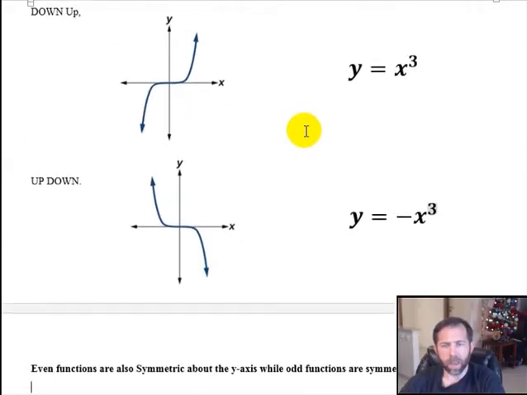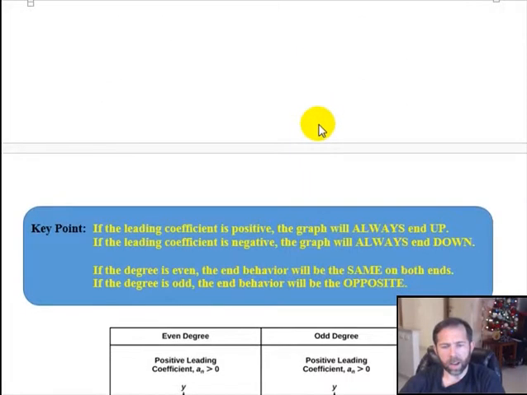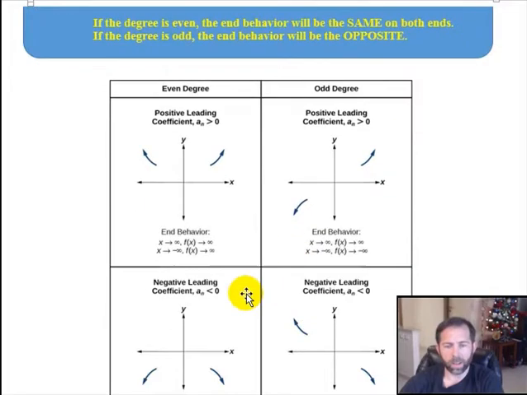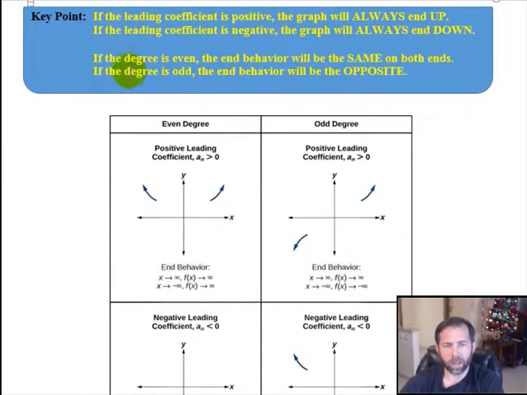Okay, so what we've got here, key point: leading coefficient's positive, it ends going up. Leading coefficient's negative, it ends going down. The degree is even, the ends are the same. The degree is odd, the ends are opposite.